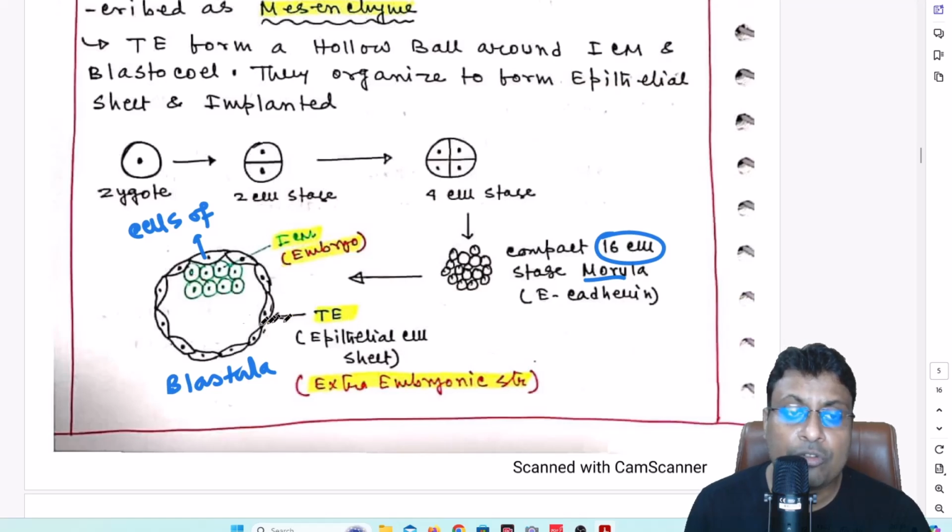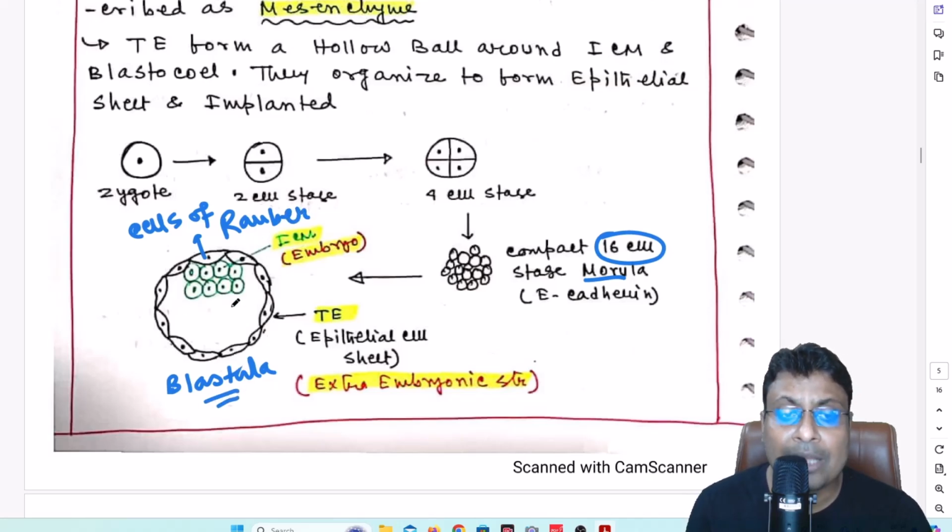And with this trophoectoderm, a few cells are hanging, and these cells are known as the inner cell mass, and ultimately from this inner cell mass the embryo will be formed. And the cells of the trophoectoderm which remain attached to this inner cell mass are called the cells of Rauber. Okay, so the ultimate result of cleavage is the formation of the blastula.